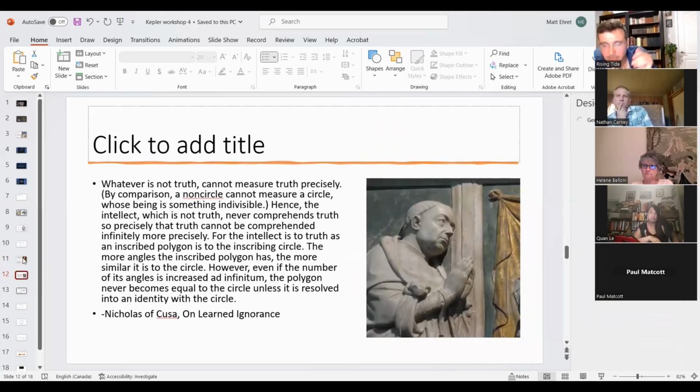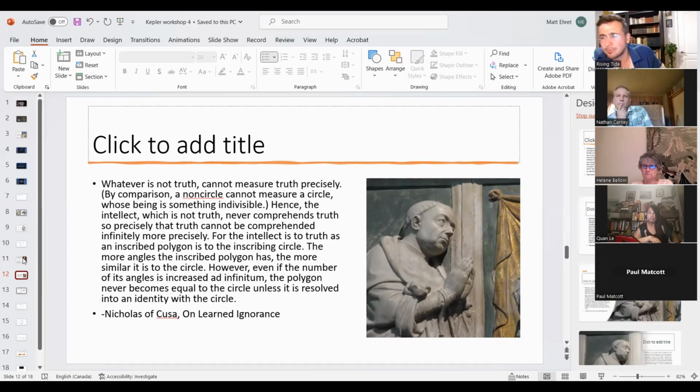So in 1440 something, he died in 1460. He wrote On Learned Ignorance. Beautiful, beautiful, beautiful book. It's so dense and so good. It's available, like I said. I'll make a link available in the description box. But he makes a point here in this one little section I pulled out.